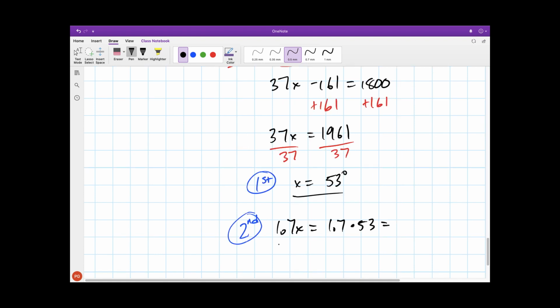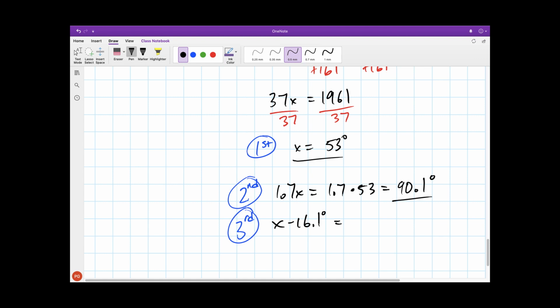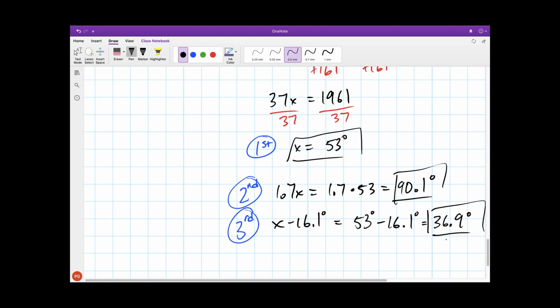Our second angle was 1.7 times x, so 1.7 times 53, which comes out to 90.1 degrees. Our third angle was x minus 16.1 degrees, so 53 gives us an answer of 36.9 degrees. And there we go, those are our three angles. If you wanted to check, again, we can plug it back into our equation. We know that all of these added together should give us 180, so let's check it. So if we add all of these together, lo and behold, we get 180 degrees exactly.